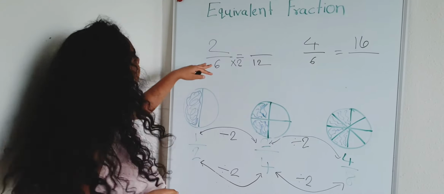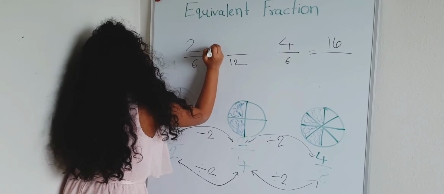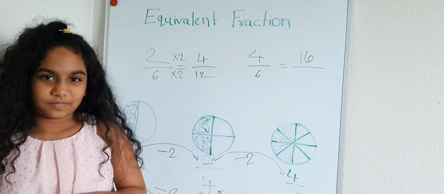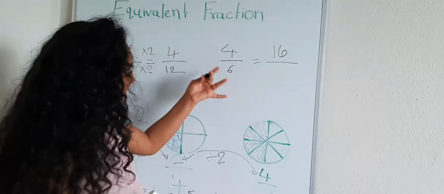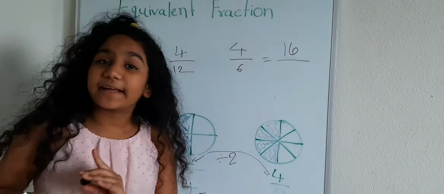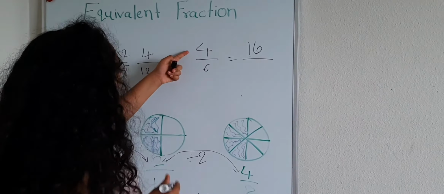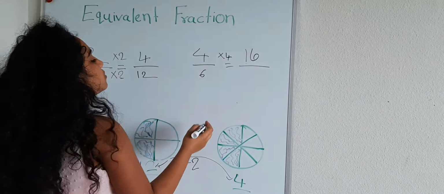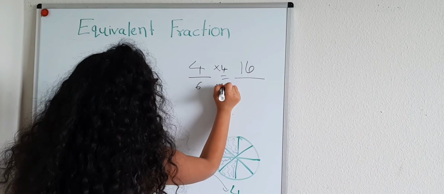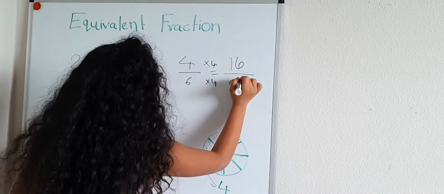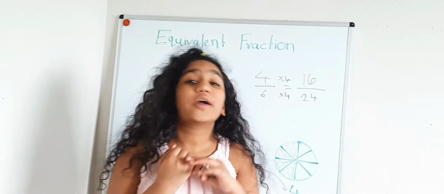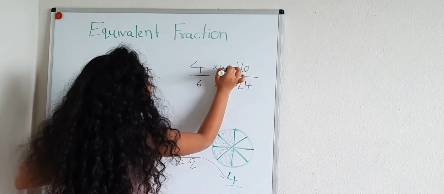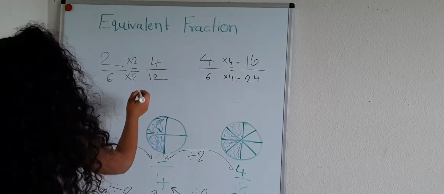Multiplied by 2. So 2 multiplied by 2 equals 4, yes. Now we're gonna do the second question with the multiplication. So 4 multiplied by 4 equals 16. So 6 multiplied by 4 equals 24. Well, if you want to divide these, you just put a division sign right here. Okay, right here.